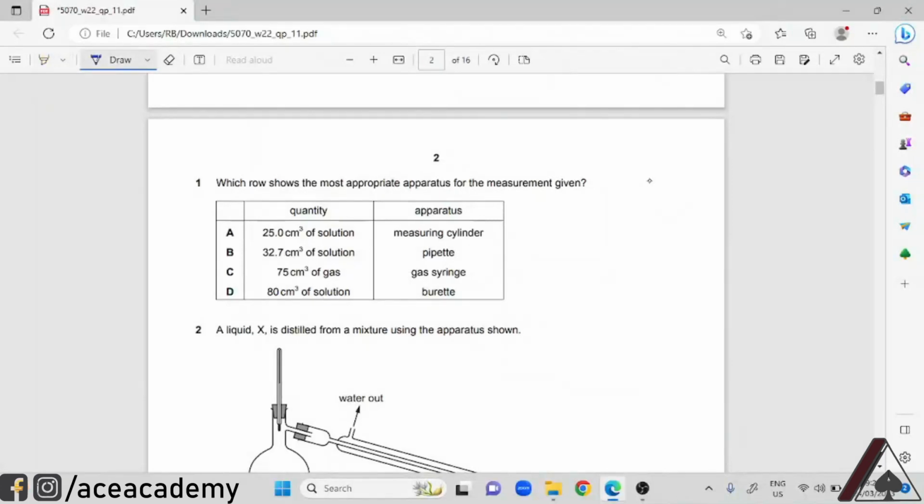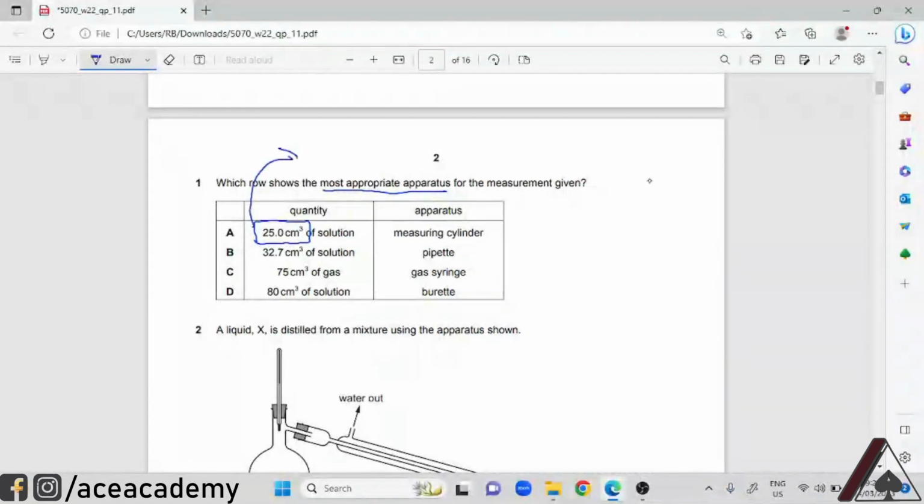Question number 1 says, which row shows the most appropriate apparatus for the measurement given? The most appropriate apparatus. Option A is 25.0 cm cube of solution in a measuring cylinder. One thing to note over here is that they want 25.0 cm cube of solution.